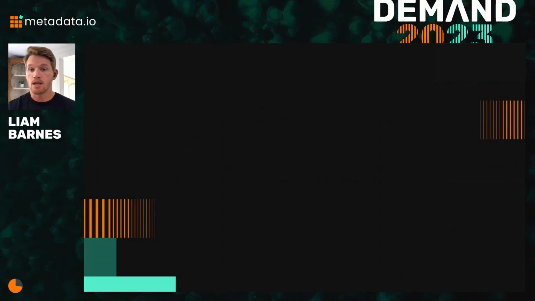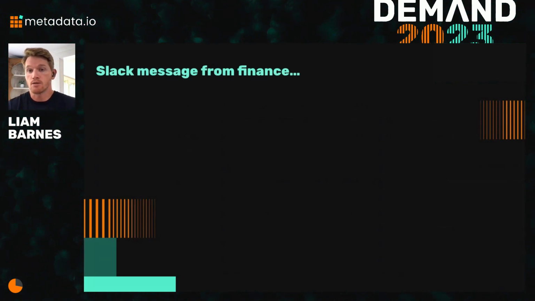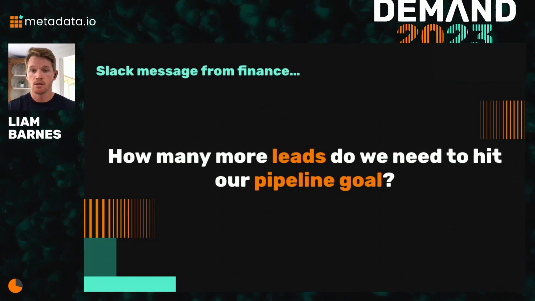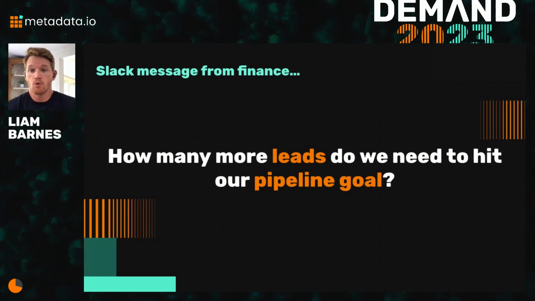And since we don't speak the same language, this is the kind of metric that you'll see from somebody in finance, right? How many more leads do we need to hit our pipeline goal? I'm sure I'm not the only person that's heard this. And so in order to change the way that we measure demand, the way finance and other teams see us as well, we need to reimagine how we're measuring successful go-to-market strategies in general.